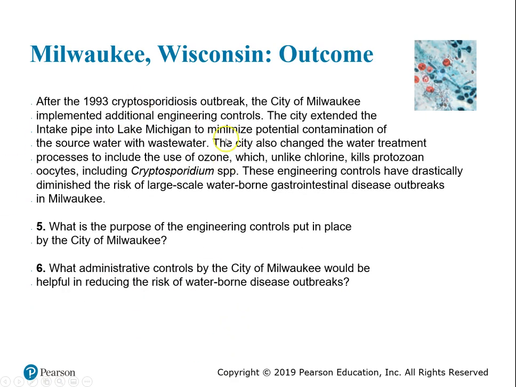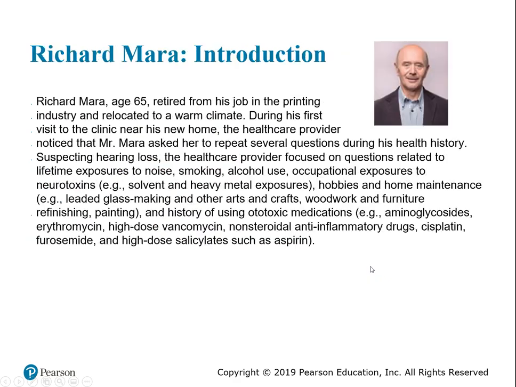Okay, if we go to the last part of this case study here, now it's talking about some things that were implemented after this outbreak, and then asking you, well, why did they do those things? All right, the last case study in chapter 3 is Richard Mara, so this is a 65-year-old man. He worked in the printing industry and he relocated to a warm climate, okay.